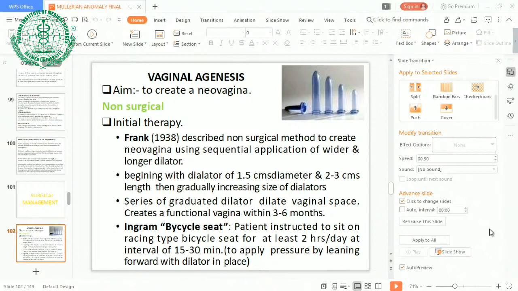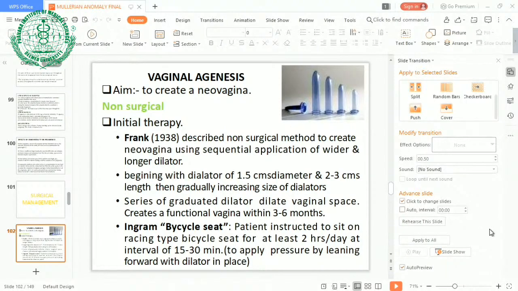In non-surgical treatment, as initial therapy, Frank in 1938 described a non-surgical method to create a new vagina using sequential application of wider and longer dilators, beginning with a dilator of 1.5 centimeter diameter and 2 to 3 centimeter length, and then gradually increasing the size of the dilator. A series of graduated dilators dilate the vaginal space, and it can create a functional vagina within 3 to 6 months.